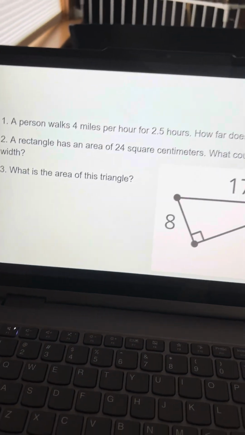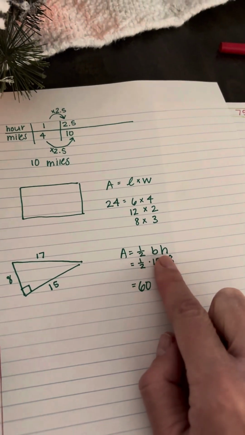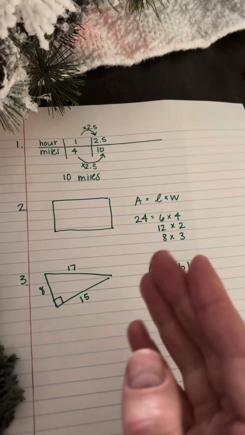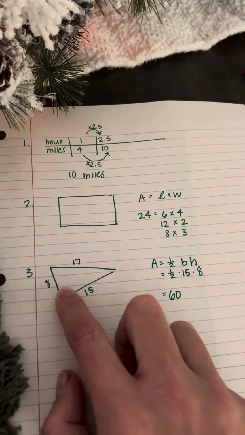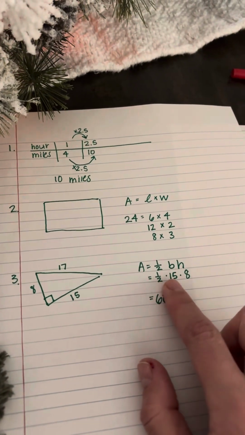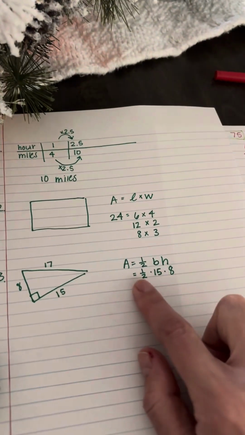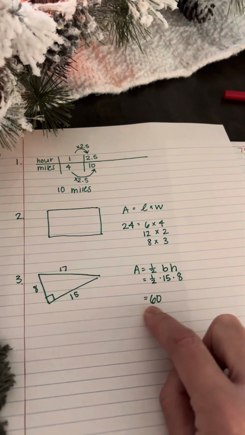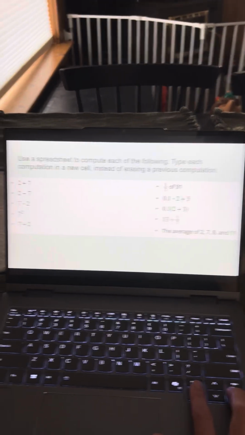Number three, what is the area of this triangle? If we remember, area for a triangle is 1/2 base times height. So if I'm looking at this triangle, even though it's tilted on its side, this is still my base and this is the height because of this right angle. So it's 1/2 times base, which is 15, and height, which is 8. When I multiply 1/2 times 15 times 8, I should get the answer of 60. So that's how we would solve those ones.